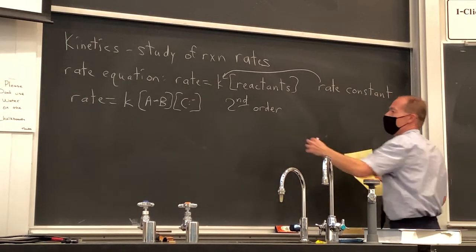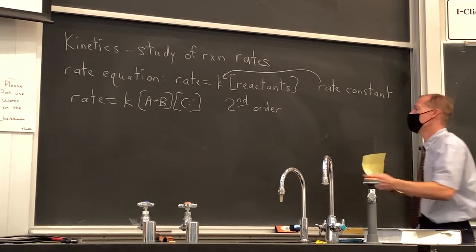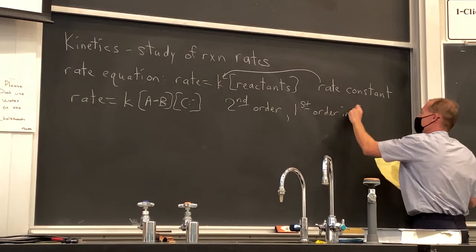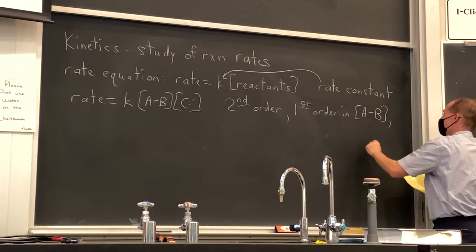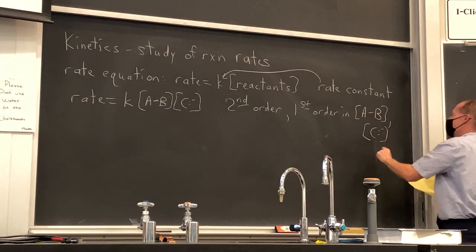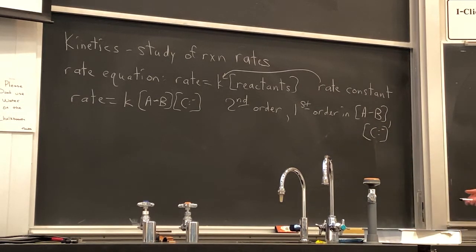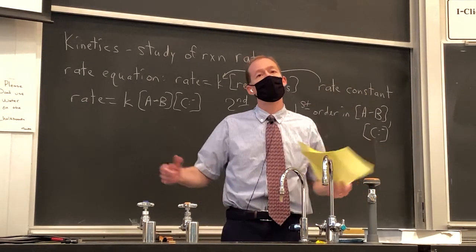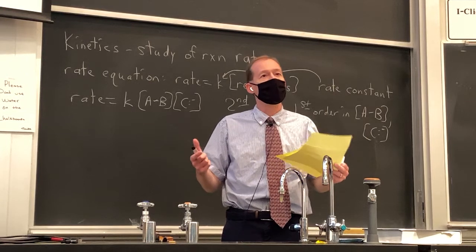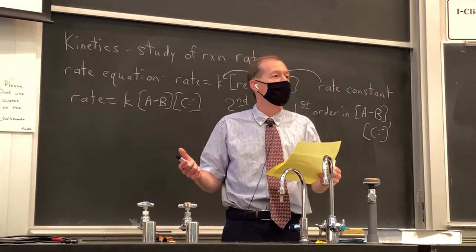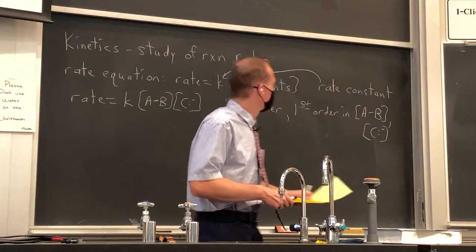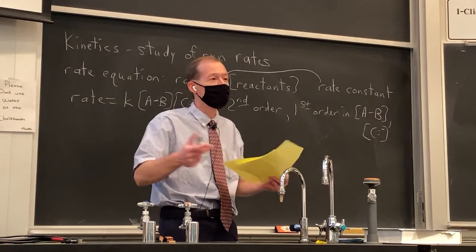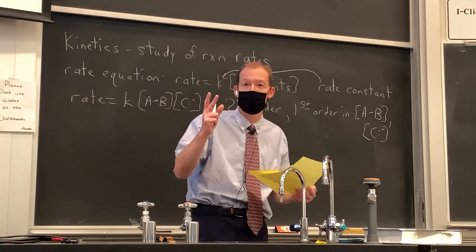We can also give the order with respect to the individual reactants. So we can say that it is first order in AB, and it's first order in C minus. Okay, it's first order in each of the reactants, second order overall. Any questions? So if we double the concentration of AB, what would happen to the rate of this reaction? It would double. If we cut the concentration of C minus in half, what would happen to the rate? It would be cut in half, exactly. And that's because it's first order in each of those components.